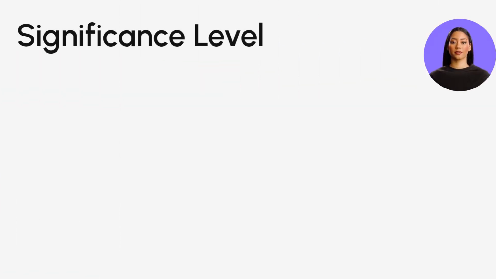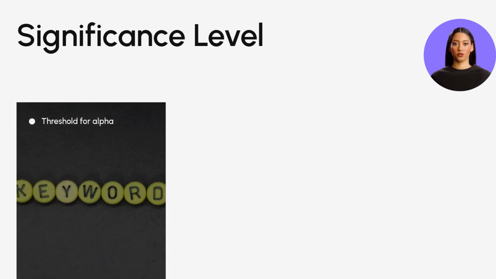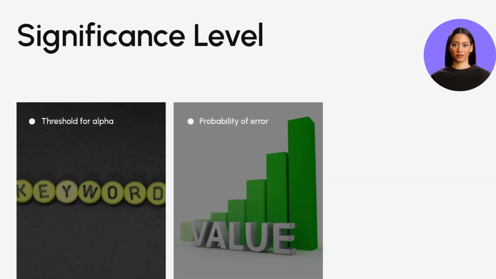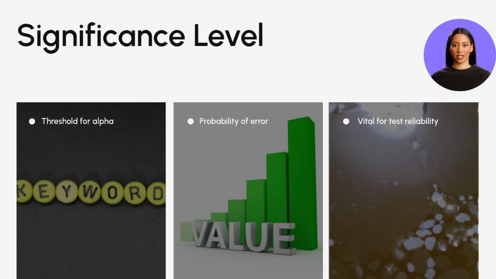The significance level, often denoted as alpha, determines the threshold for statistical significance. It represents the probability of making a type 1 error. Choosing an appropriate significance level is vital. It impacts the reliability of the hypothesis test. Let's see how this influences decision-making.